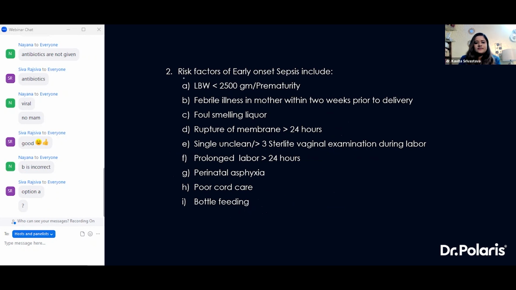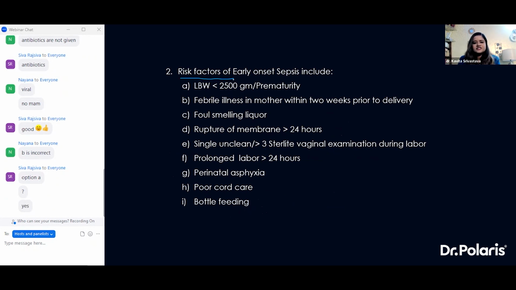The next question asks, what are the risk factors of early onset sepsis? So how can a baby get early onset sepsis? I just mentioned that early onset, EONS, happens due to problems related to the mother. So even if you don't know all the causes, you can use your common sense again and mark the right answer. What could be the risk factors for EONS?